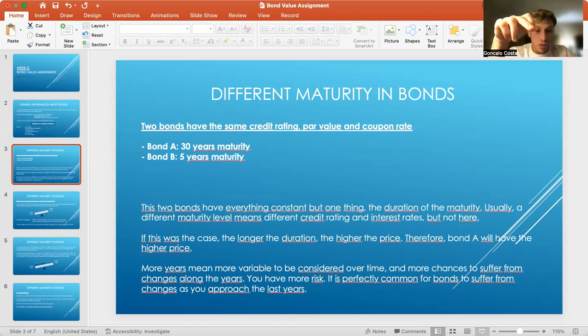And if this was the case, as it is now, the longer the duration, the higher the price of the bond. Why? More years means more variables that you can consider, because the longer the time, the more things that could happen, right? And you have more chances to suffer different changes. You have more risk. So it is perfectly common for a bond to suffer from changes as you approach the last years. So, conclusion, the longer the maturity and the longer the time you have to wait to receive the full payment, the higher the risk, the higher the price.